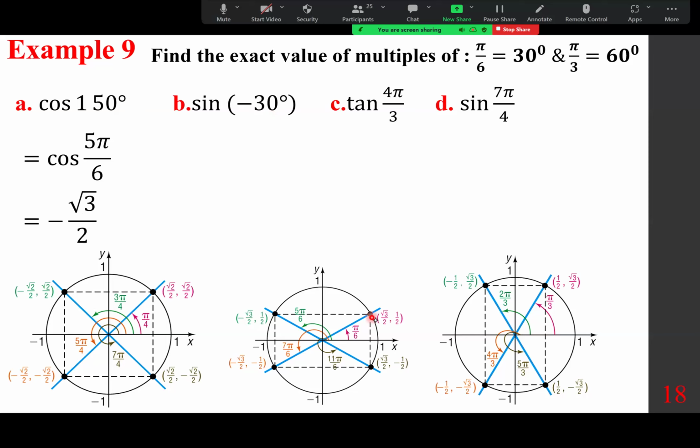Sine of 30 degrees would be here. Sine of minus 30 degrees is the sine of minus pi over 6. It takes you to the fourth quadrant. Sine is associated with the y coordinate and therefore negative 1/2.